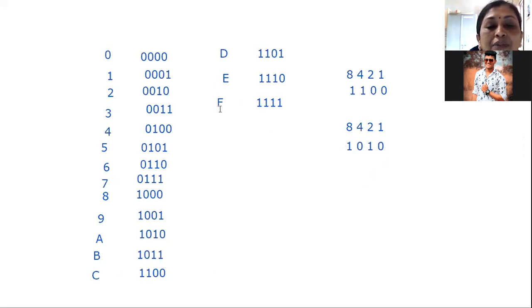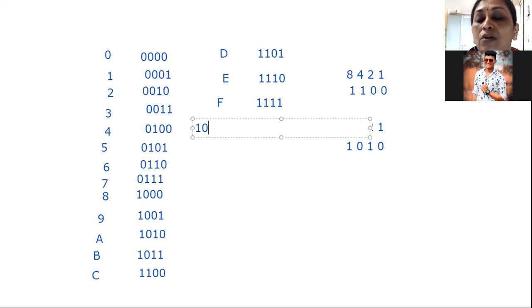Okay. So after F, how are you counting with hexadecimal? After F, it will be 10. So 10, 11, 12, 13, 14, 15, up to 19. And after 19, we must write 1A, 1B, 1C, 1D, up to 1F. And after 1F, you have to write 20, 21, up to 29. After 29, 2A, 2B, up to 2F. After 2F, it will be 30.